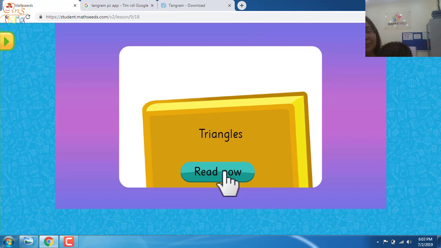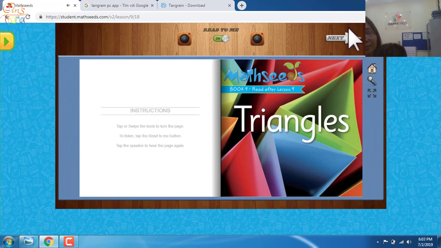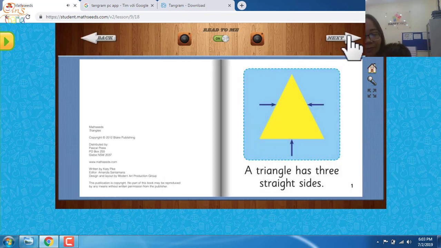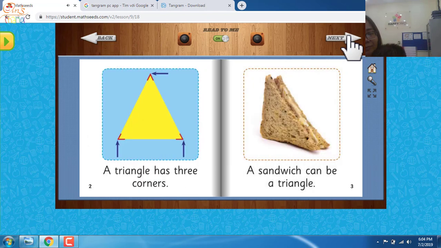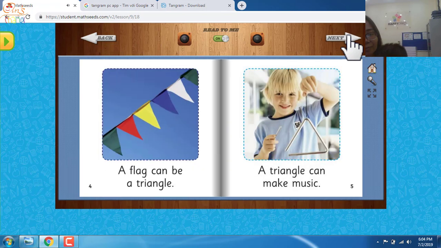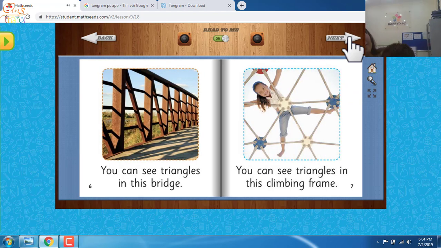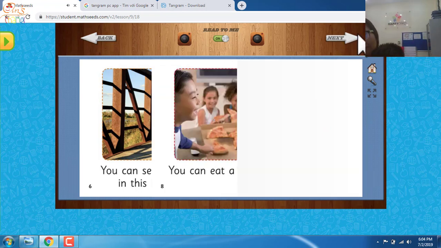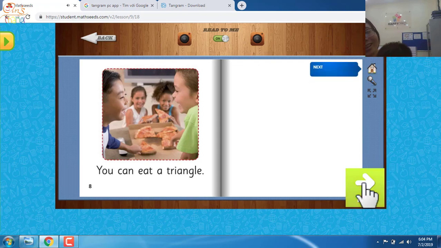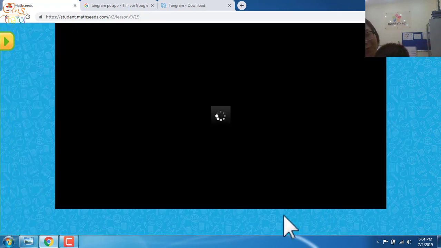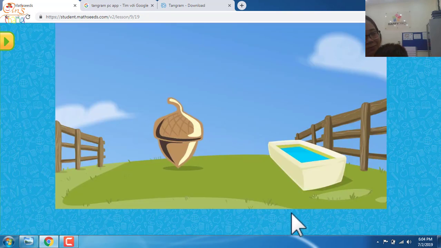Finish. Next. Triangles. A triangle has three straight sides. A triangle has three corners. A sandwich can be a triangle. A flag can be a triangle. A triangle can make music. You can see triangles in this bridge. You can see triangles in this climbing frame. You can eat a triangle.